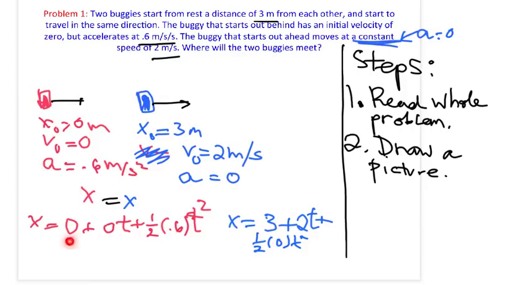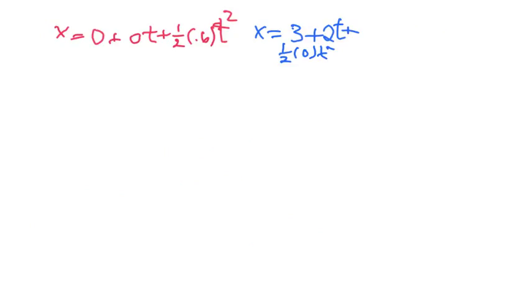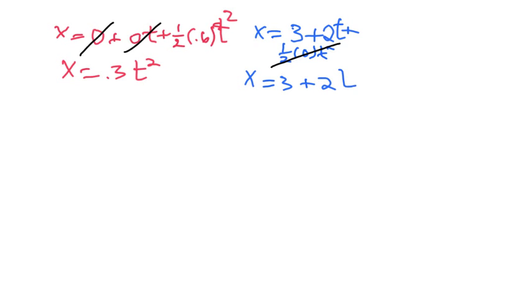here with us. Okay, so here are our equations once more. I'm going to get rid of everything that's 0. So this is going to go away, this 0 goes away, this goes away, and this 1/2 0 t squared goes away. And rewrite my equations. So I have x equals 1/2 times 0.6 gives us 0.3 t squared. And then for our blue car, or our blue buggy, we have x equals 3 plus 2t.